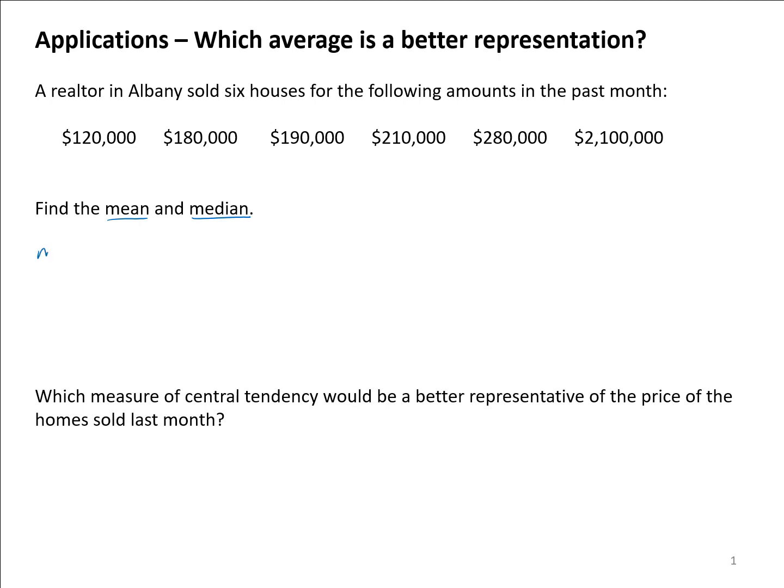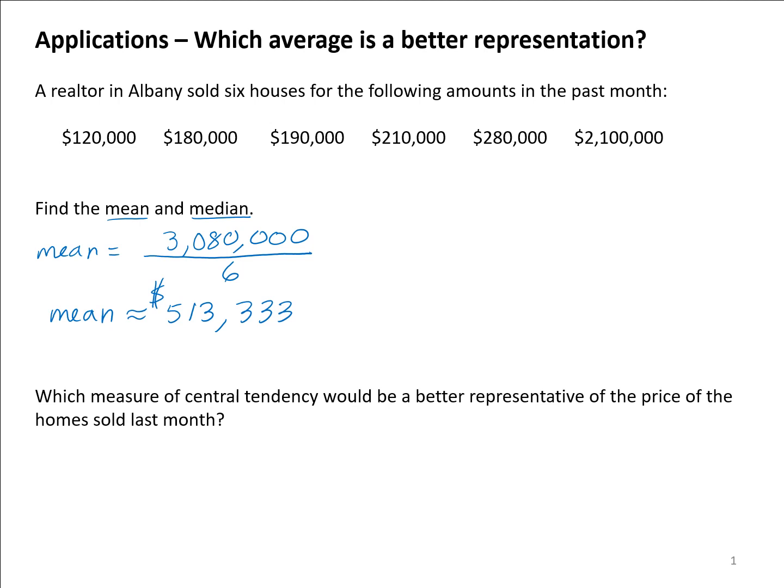So for the mean, I would go ahead and take all of those home prices, add them up, and divide by 6. When I add those home prices up, 120, 180, 190, 210, 280,000, and then 2,100,000, I would get $3,080,000. And then we're going to divide that by how many there are, which is 6. So the mean, which we'll need to round off because it won't come out evenly, will be 513,333. You'll see the 0.33333 going out. So we need to round this off.